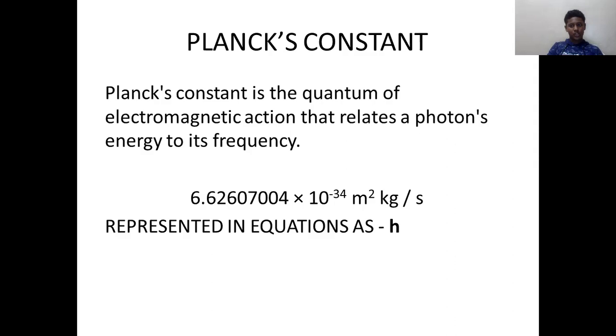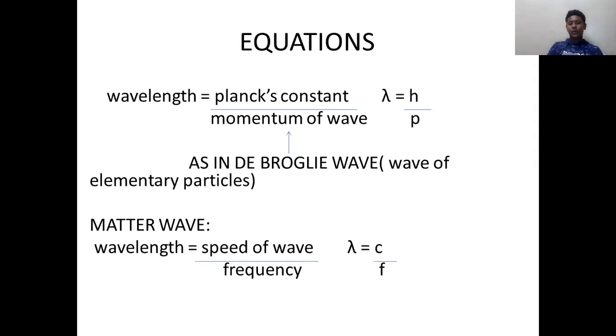Next are the equations. The first equation is for the de Broglie wave. The de Broglie wave is the wave of elementary particles like electrons. While studying quantum physics, we discuss mostly electrons and the wave function of electrons. So we only use the wavelength formula and de Broglie relations while calculating waves for electrons. The formula is: wavelength is equal to Planck's constant divided by momentum of the wave. Wavelength is represented by lambda, Planck's constant by h, and momentum by p. So lambda is equal to h by p.